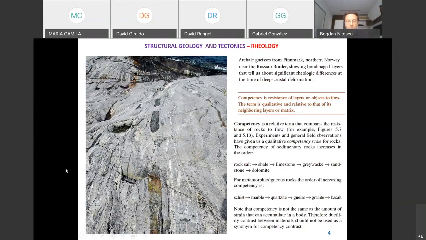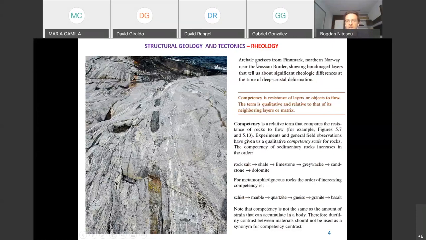So what happens here, I'm trying to convey to you the notion of competency. You can hear, oh, this rock is more competent than the other rock. What it means, it is a relative term that tells you the resistance of a material to flow relative to another material. So you can say this material is more resistant to flow than this material, so this material is more competent than this material. In the case of rocks, this rock, the dark one, is more competent than the white rock here.